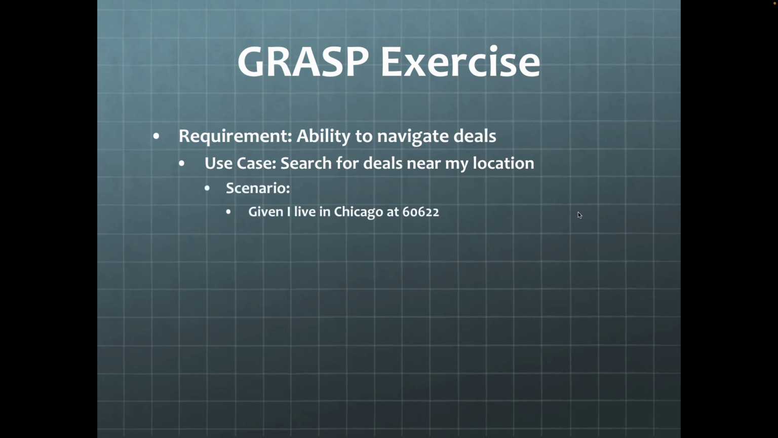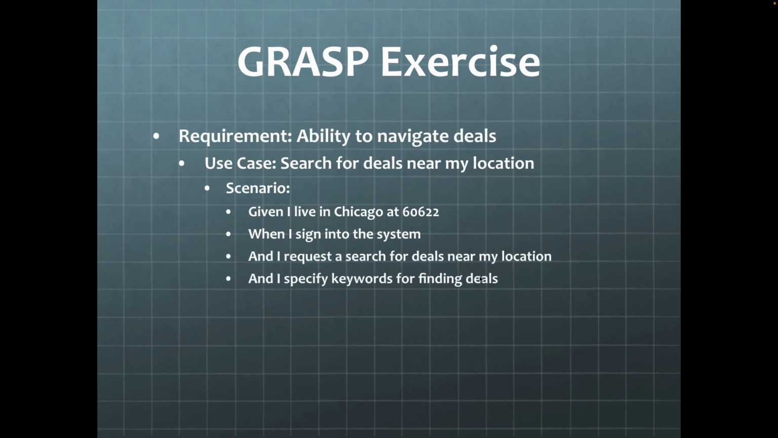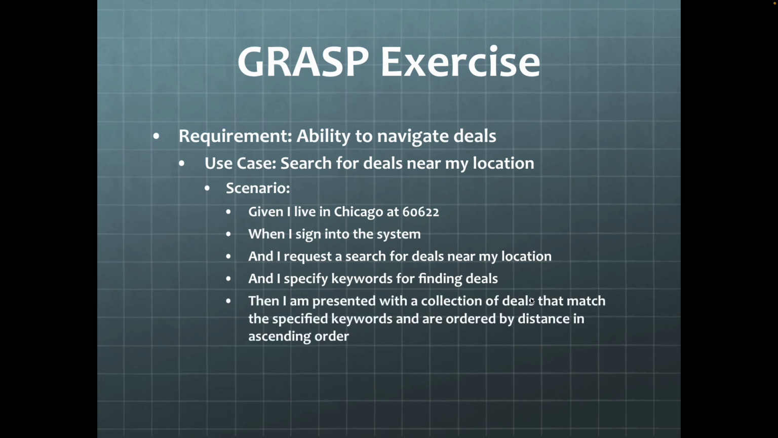One way of writing use cases, by the way, is to use the cucumber approach as well. That's an alternative way of writing them, to do given, when, then. So let's say, given I live in Chicago at 60622 zip code, when I sign into the system and I request a search for deals near my location, and I specify keywords for finding deals, then I am presented with a collection of deals that match the specified keywords, and at the same time, it's ordered by distance in ascending order, depending on where I live in Chicago. So it does have my address, and it orders the deals in distance based on my address.